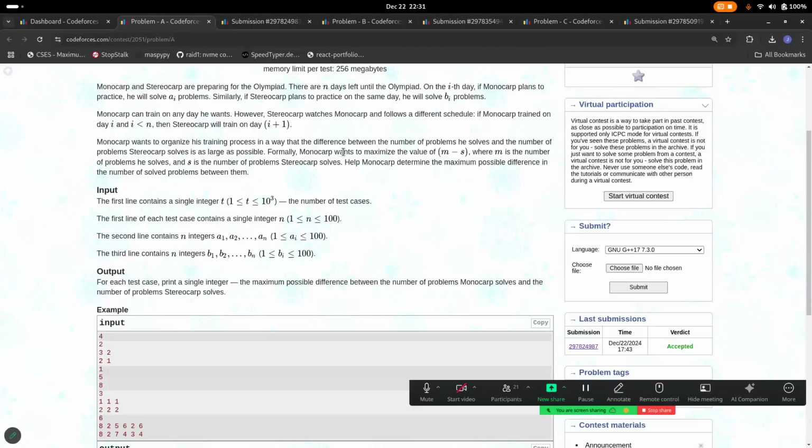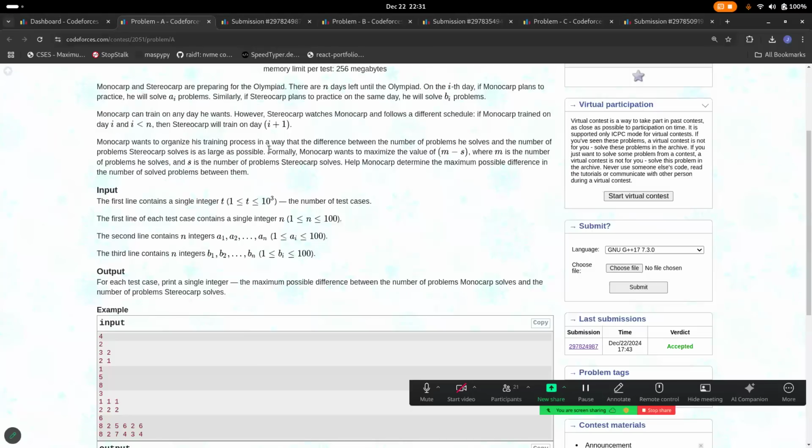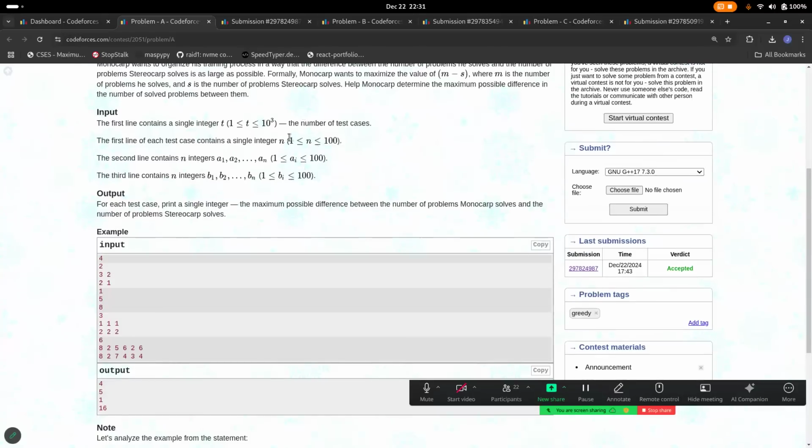So basically, Monocarp wants to solve as many more problems as he can than the other guy. And these were the constraints: t, the number of test cases, is up to 10^3, n is between 1 and 100, a_i, the number of problems Monocarp can solve on one day, is between 1 and 100, and b_i, the number of problems Stereocarp can solve, is between 1 and 100.